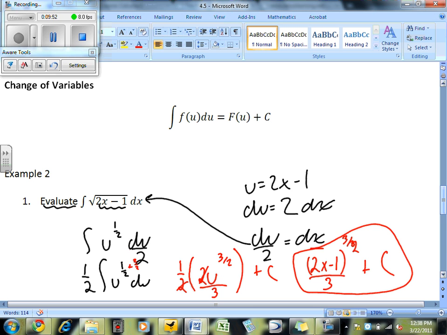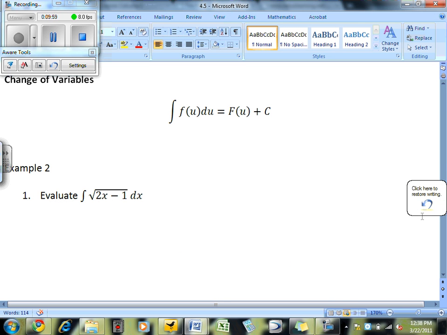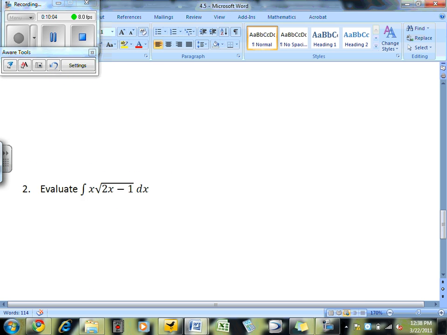All right, and that's how you take the integral of that function right there. Just some more examples of u substitution. I skipped a few there.